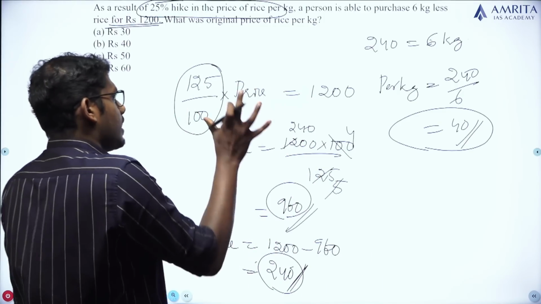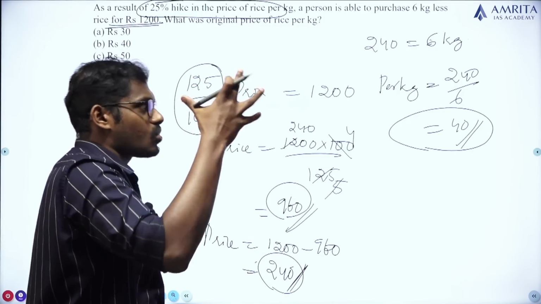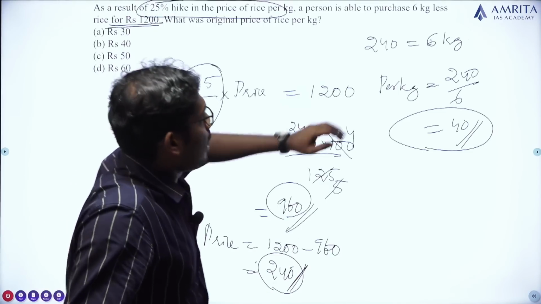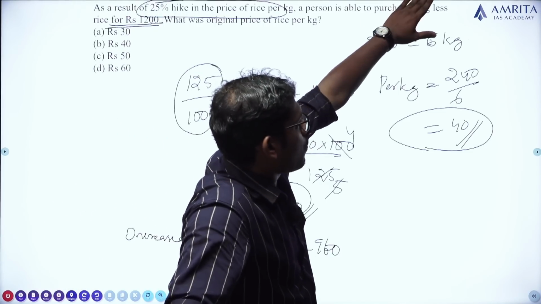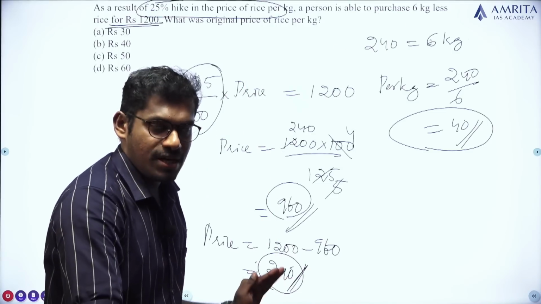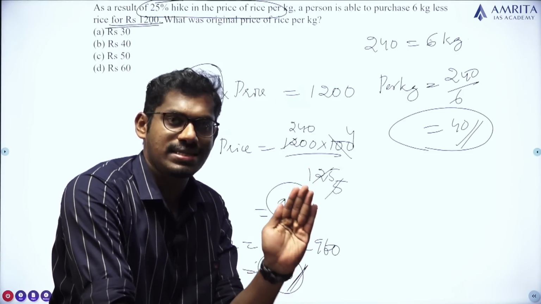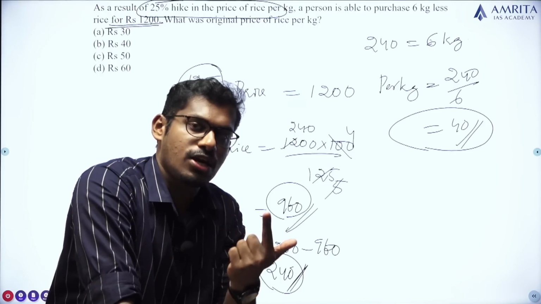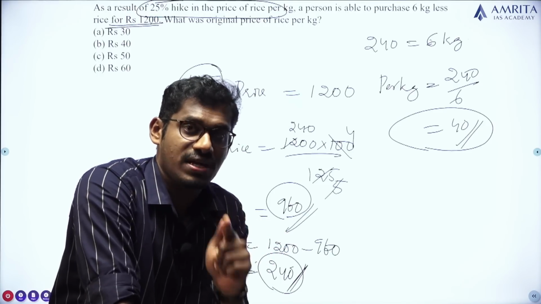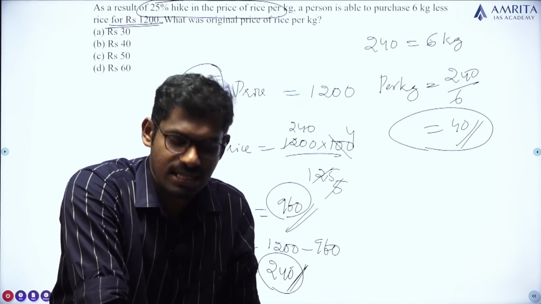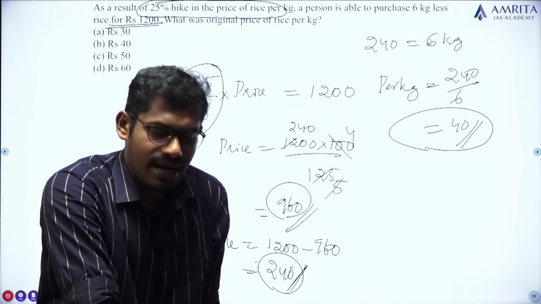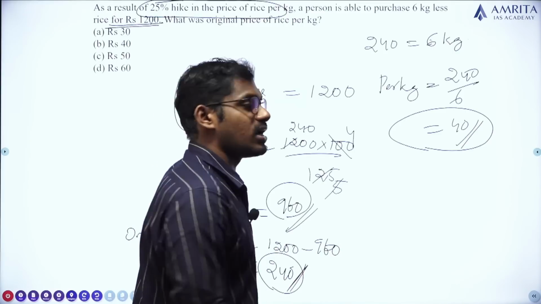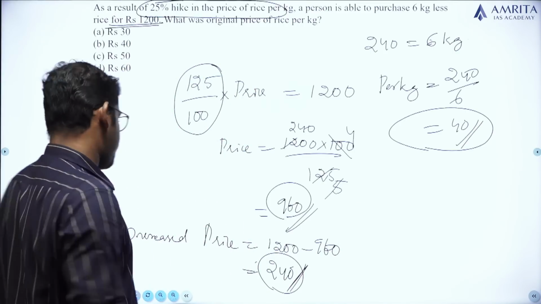That is, there is an excess of 240 rupees to be paid, and for that 240 rupees, 6 kilogram is less. So 240 rupees is equal to the price of 6 kilogram of rice. So the price of rice per kilogram is 240 divided by 6, that is 40 rupees. Clear? Okay.